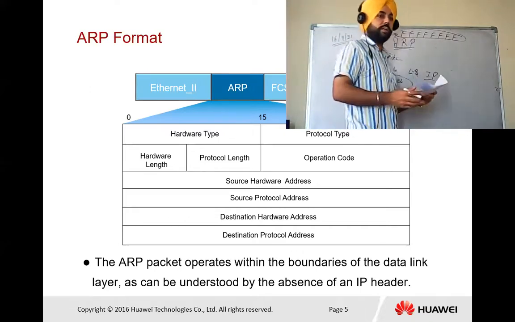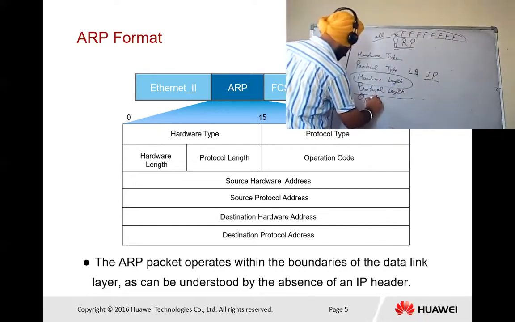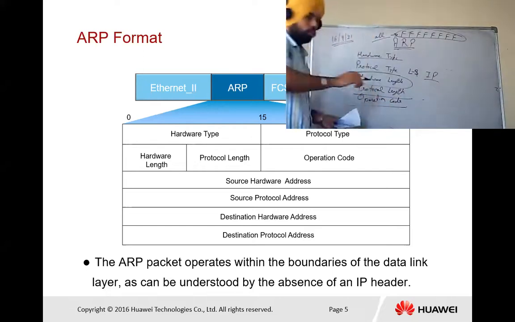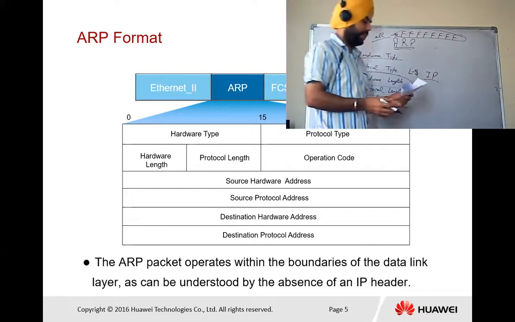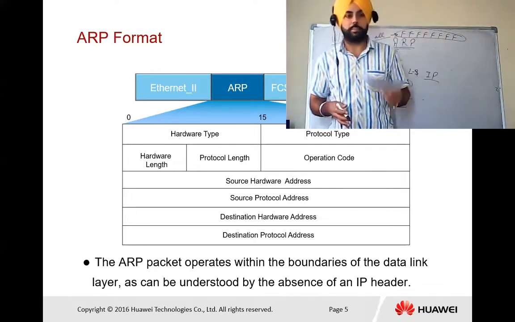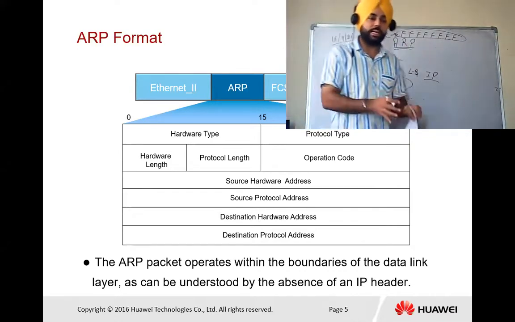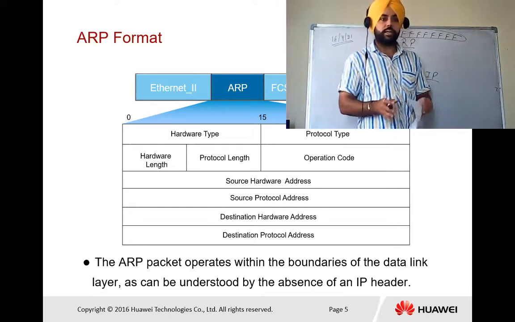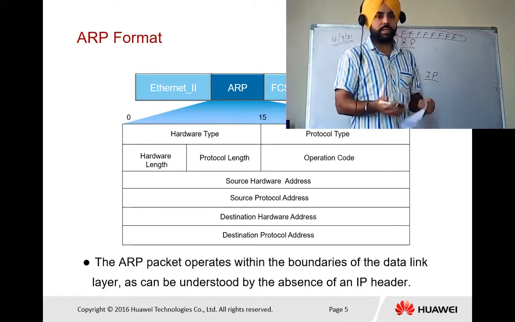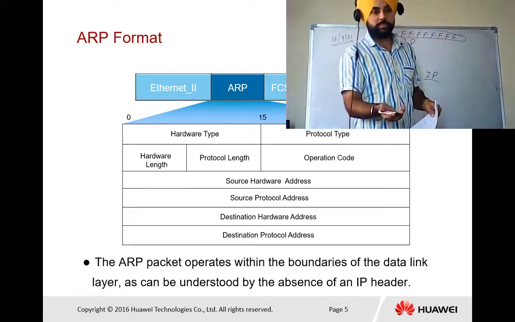Okay. Next one is the operation code. What does operation code mean? It is the Ethernet ARP request and reply. Operation code indicates which type of operation is working at that time, whether it is sending a request to the destination, or receiving a reply back from your destination.